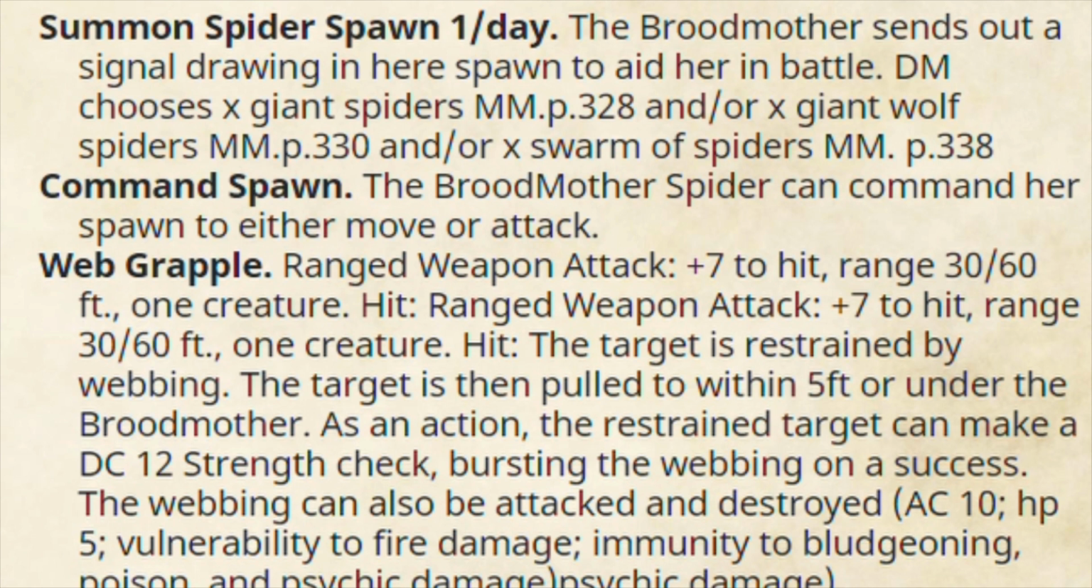The spider boss can command her spawn to either move or to attack, but not both, just to balance it out. And again, that goes back to dictating position and movement of the battlefield. Because this is a legendary action, she can choose to react to what's going on in the battlefield and place her minions in the right spot. This adds a level of strategy to the monster's behavior.